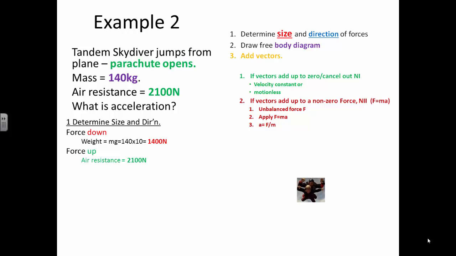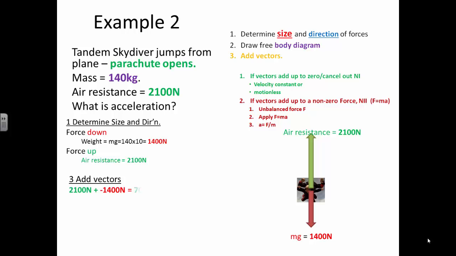Free body diagram. The force down is the weight, which is still 1400 newtons. Now the force upwards, notice that the arrow is larger, is equal to 2100 newtons. Now we must add the vectors. 2100 plus negative 1400 gives 700 newtons up. So the forces add up to 700 newtons, an unbalanced force, and this is a case of Newton's second law. F equals ma, rearrange to find the acceleration.